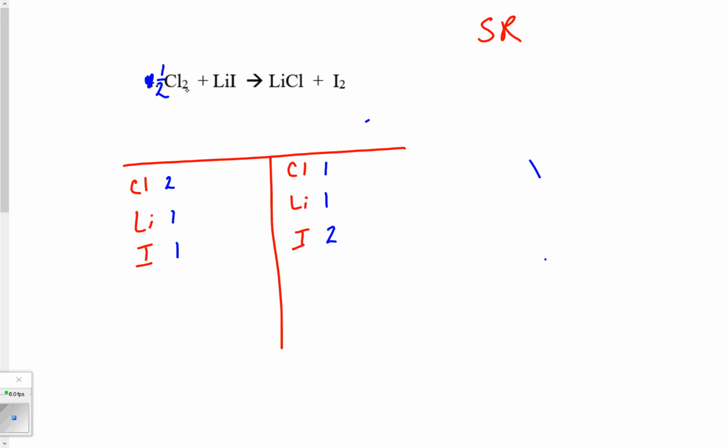What is half of Cl2? Well, it's 1, so I balance that. Go to the other side. This 2 and 1. Half the iodine on the other side, and look at what you've got. What's half of 2? 1.